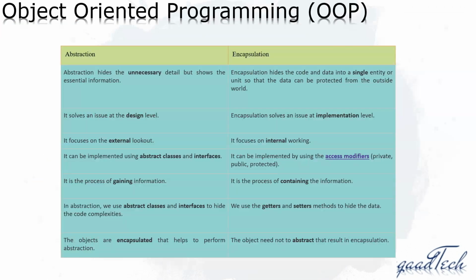One thing I said I would tell you is how exactly this is different from encapsulation. Basically, the difference is that in abstraction we implement everything using abstract classes and interfaces, whereas in encapsulation we do it using access modifiers like private, public and protected. Another major difference is that abstraction is done at the design and planning level, but encapsulation solves these issues at the implementation level, where we use getter and setter methods to hide the data. So these two are very different.